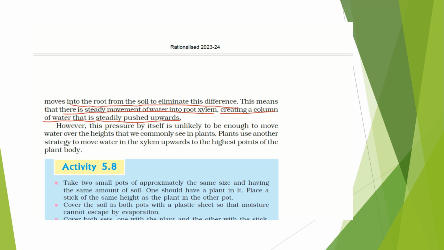However, this pressure by itself is unlikely to be enough to move water over the heights that we commonly see in plants. Plants have huge heights, right? So it is unlikely to be enough to move water over those heights, but plants use another strategy to move water in the xylem upwards to the highest points in the plant body. So what is that strategy? That strategy we will read now.